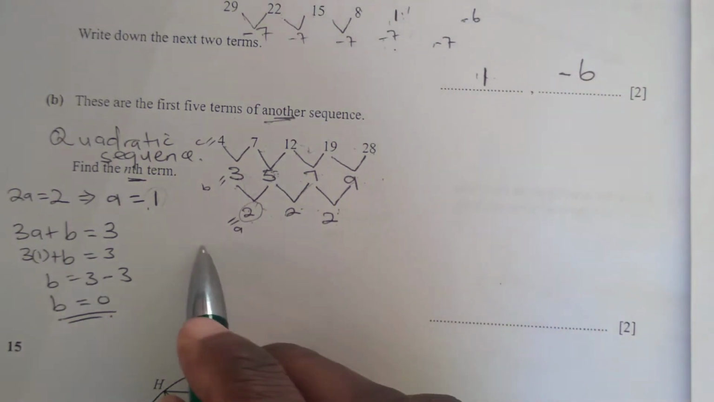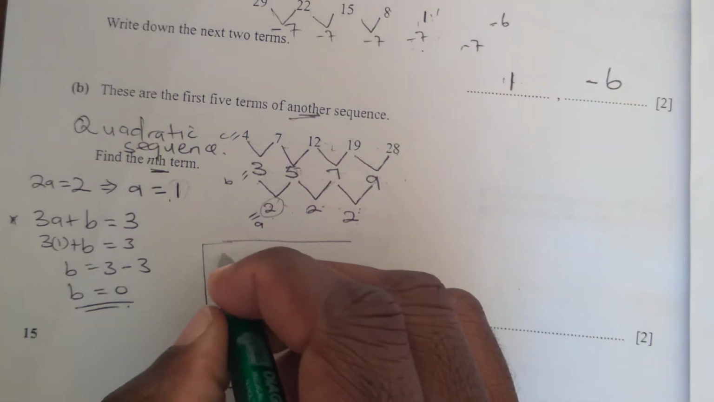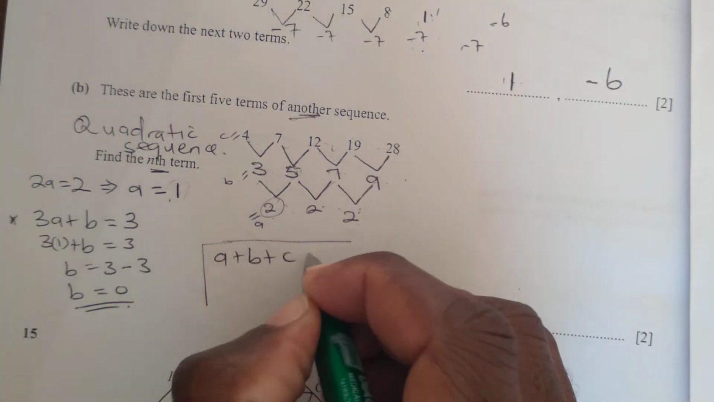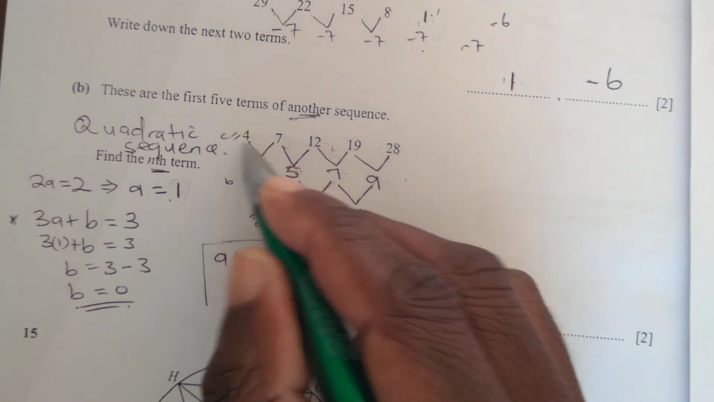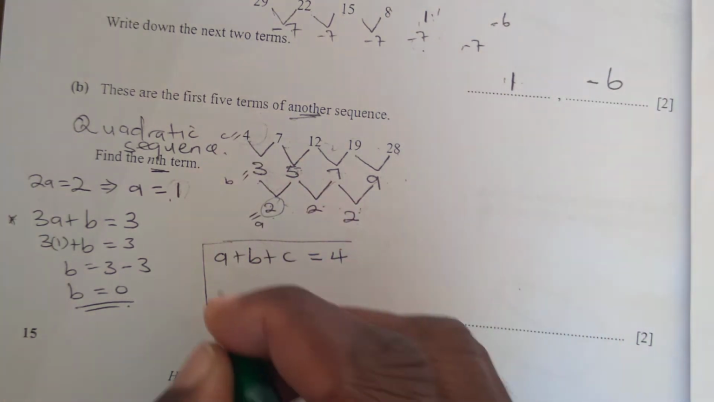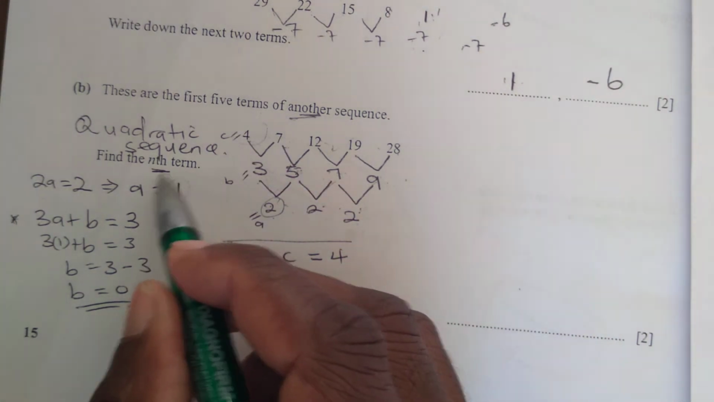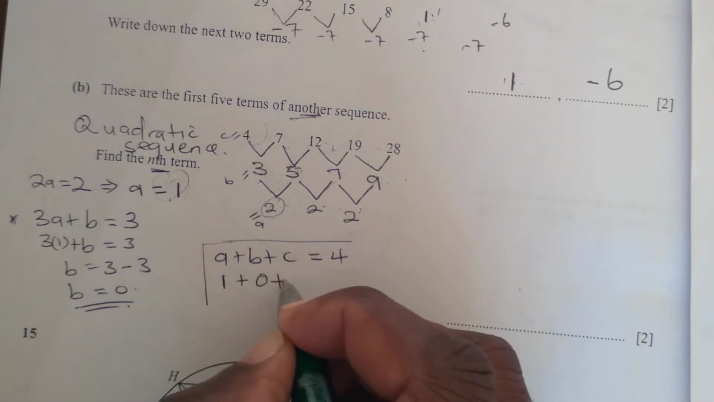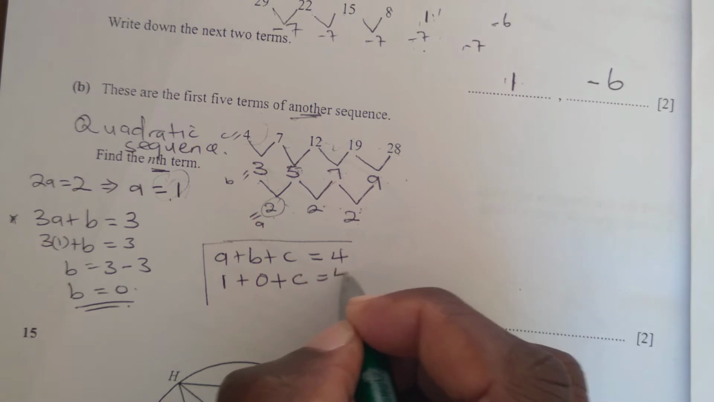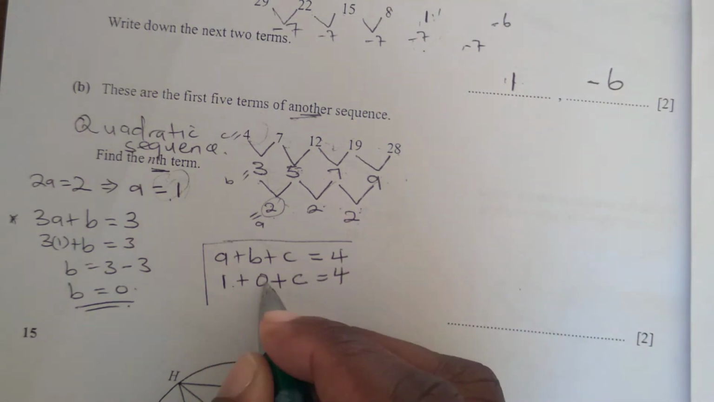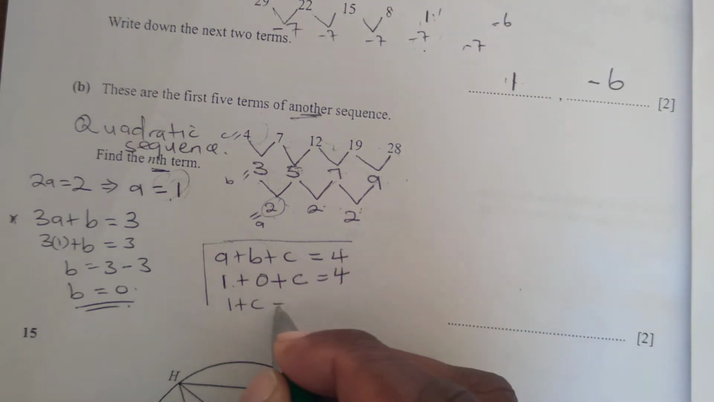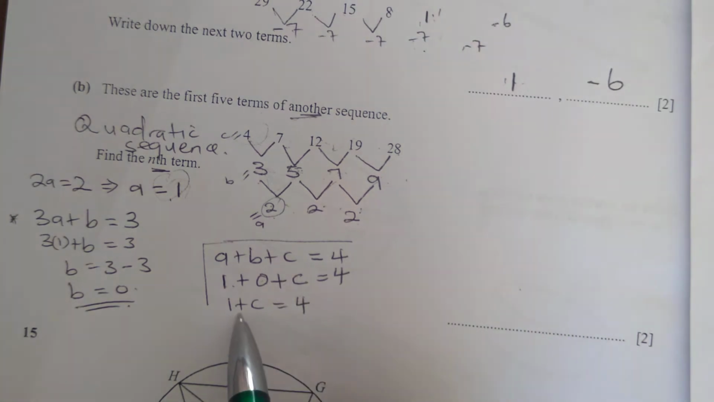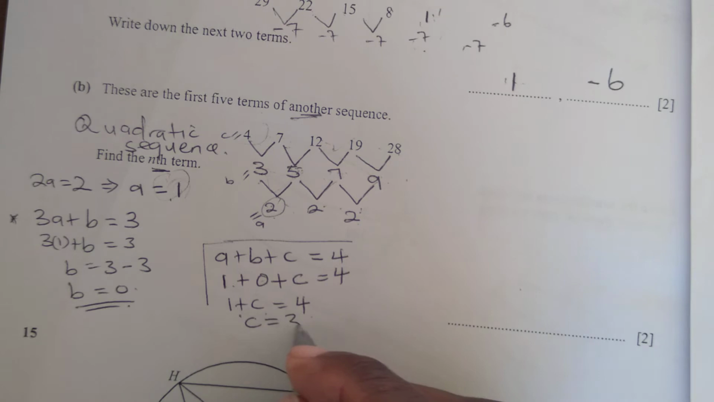And finally, for the value of C, A plus B plus C equals 4. So we put it there. This is my A, it's 1. B is 0. Plus C equals 4. And we know that 1 plus 0 gets 1, plus C equals 4. 1 plus something is 4, so what is C? 3.